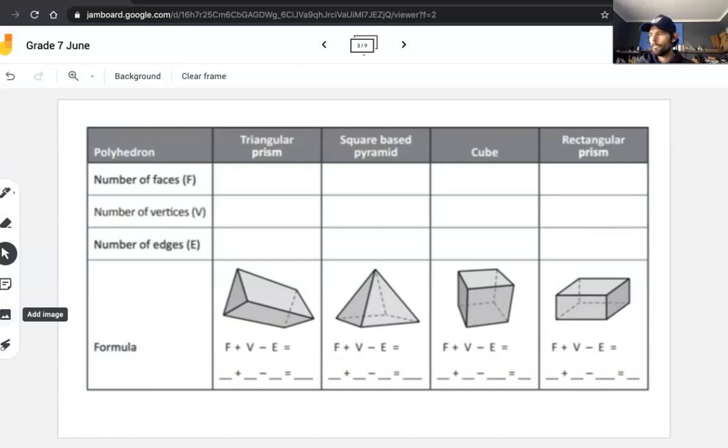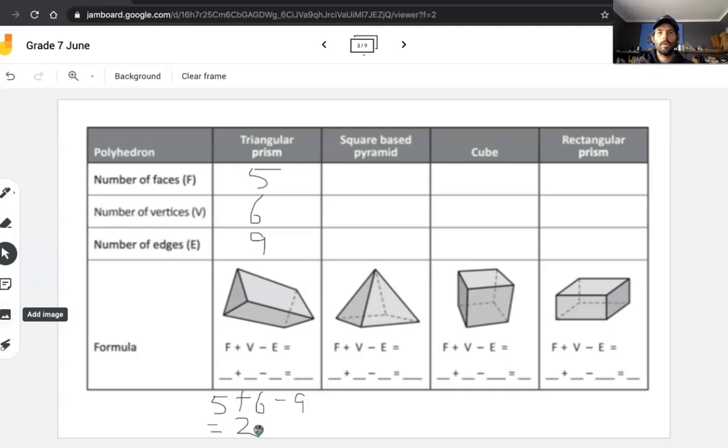Okay, so let's check it out. In a triangular prism, there are 5 faces. Okay, there are 2 on the sides, there's 1 on the bottom, and then there's the other 2 sides. So 2 triangular and 3 rectangular faces gives me 5 faces, right? The number of vertices, so the number of corners, is equal to 6. And the number of edges, if you calculate them, is going to be equal to 9. So what we have then is 5 plus 6 minus 9, and that's 11 minus 9. That's going to give us an answer of 2.